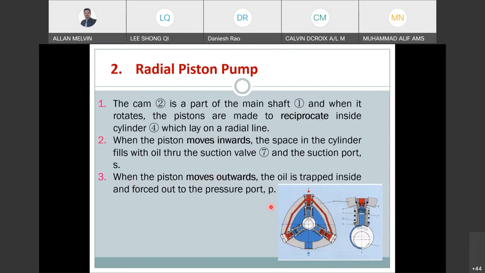When the piston moves outward, the oil trapped inside is forced out to the pressure port. So you have pressure ports, three pressure ports, but you can see only one outlet. So they are all connected. It will draw the fluid in and send it to the pressure port. So that's how a radial piston pump works.